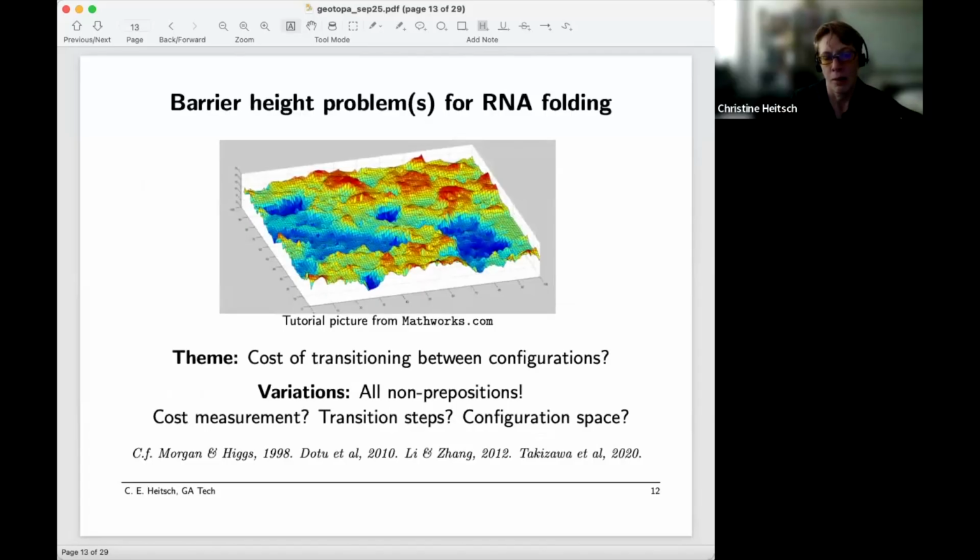So there are a set of different problems that are known as barrier height problems for RNA folding. And really, this landscape picture is intended to be very suggestive. Barrier height problems are asking about the cost of transitioning between different configurations. So you might think I'm thinking about a structure in this minimum, and I'm asking, can it get to that minimum? And the answer is not particularly easily, because it would have to go over this sort of mountain range in order to get there. But between this minimum and that minimum, there is a fairly low barrier path for transitioning between them.